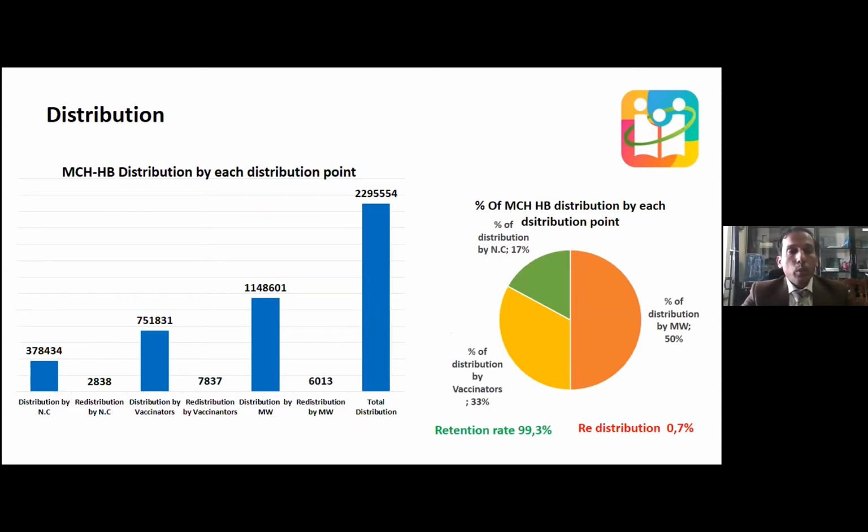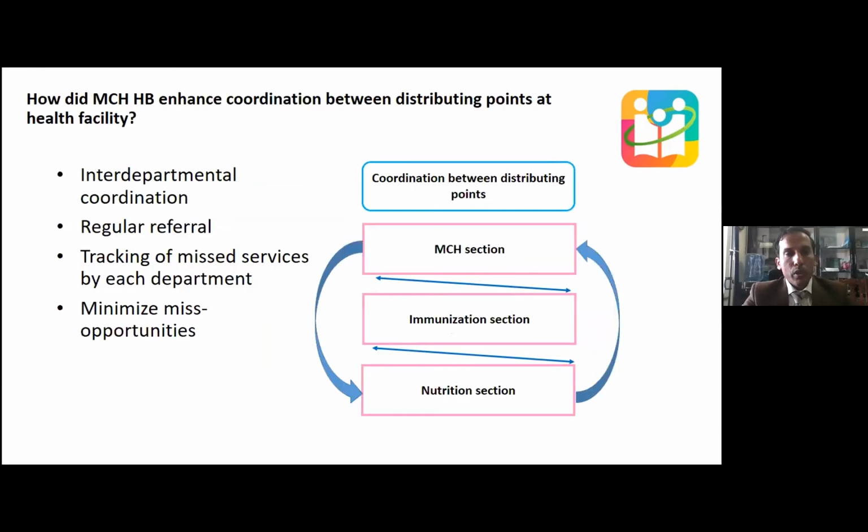How did the MCH Handbook enhance coordination between distributing points at the health facility? Coordination between distribution points that you see: MCH section, nutrition section, and immunization section. In this coordination, interdepartmental coordination is improved, with regular referral, tracking of missed services by each department, and minimized missed opportunities as well.